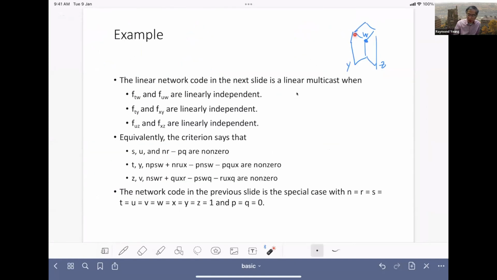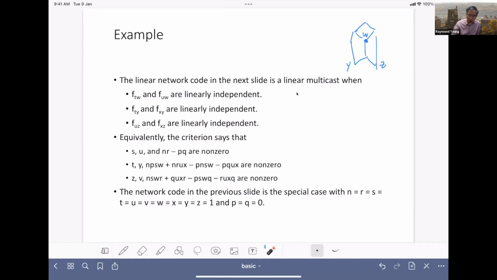Now the linear independence of these two vectors corresponds to these being non-zero, and you can work out the other two nodes accordingly. Okay, so you have this being non-zero, this being non-zero. Now as long as you can find assignments of the indeterminates such that all these conditions are satisfied, then you would be able to have a linear network code such that W can decode, Y can decode, and Z can decode.